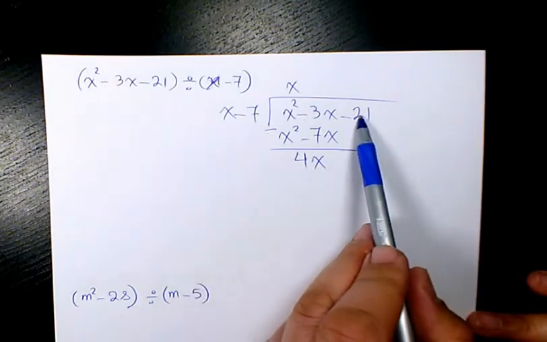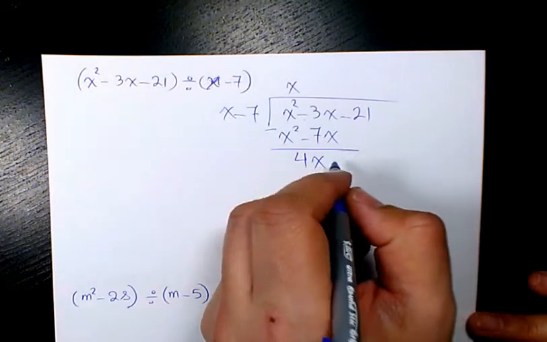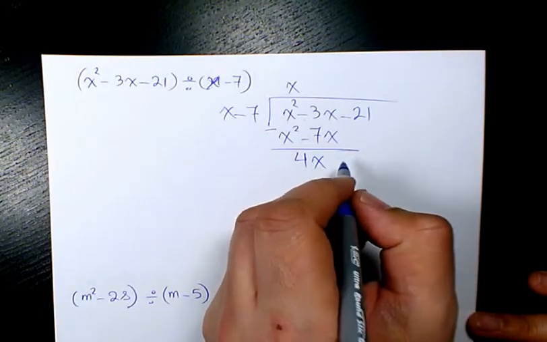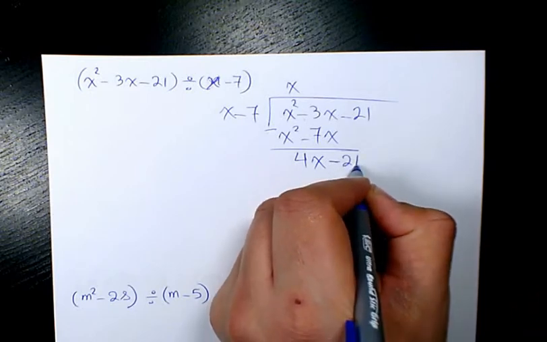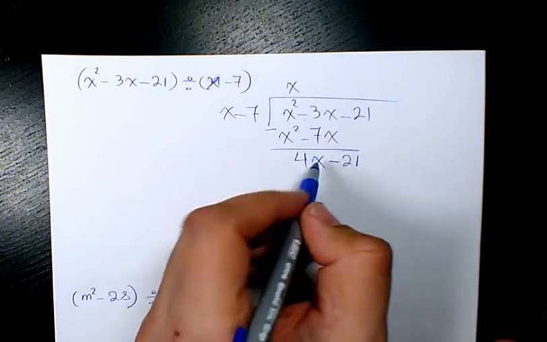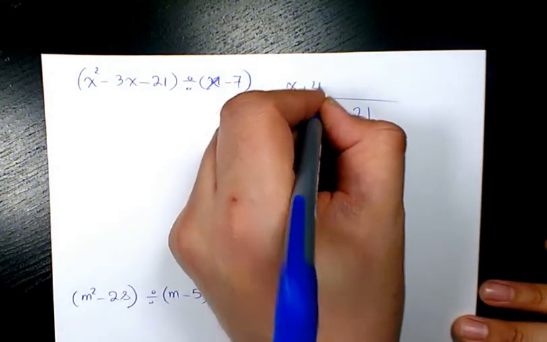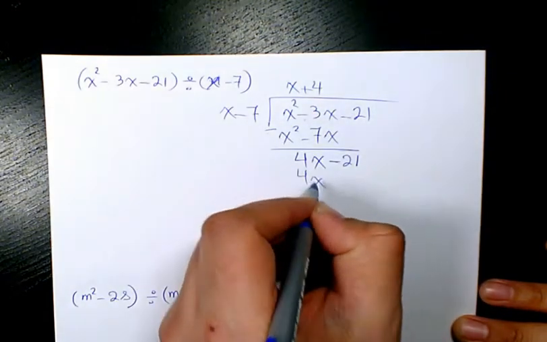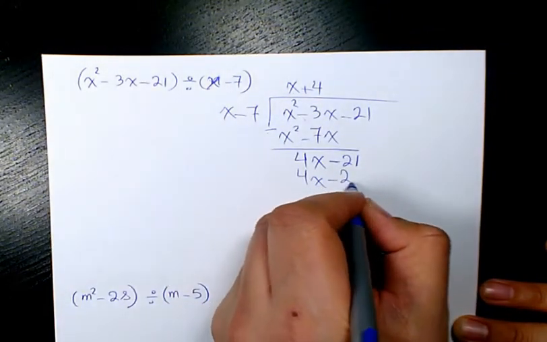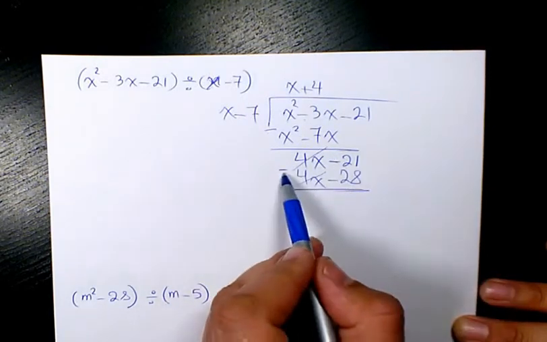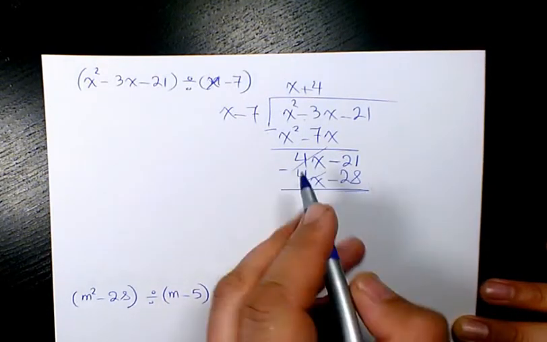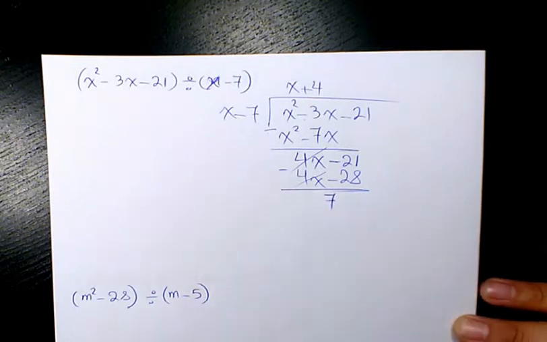Then you need to bring this number down. It's going to be negative 21. Then 4x divided by x is going to be 4. 4 times x, 4x. 4 times negative 7, negative 28. Subtracted, these two cancel out. Negative 21 minus negative 28 is going to be positive 7. Positive 7 is the remainder.